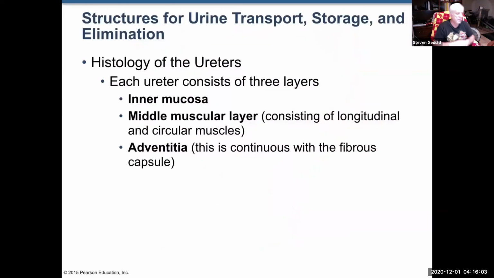Each ureter consists of 3 layers as it travels from the kidneys to the urinary bladder. So the ureters have an inner mucosa. They have a middle muscular layer consisting of longitudinal and circular muscles, and they have an adventitia that continues with your fibrous capsule.